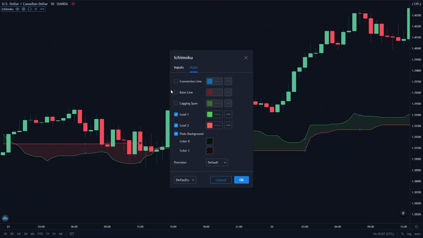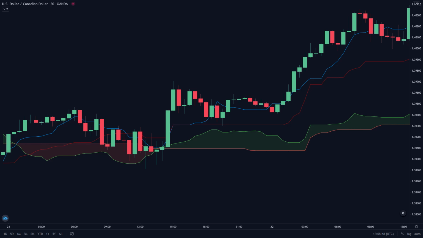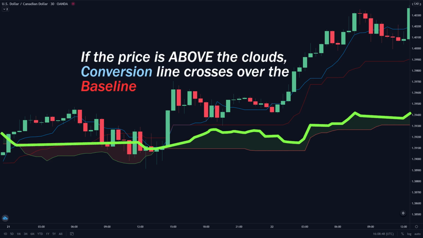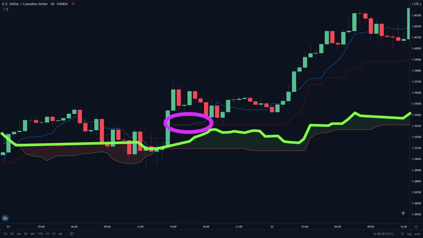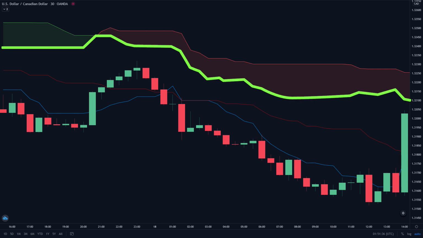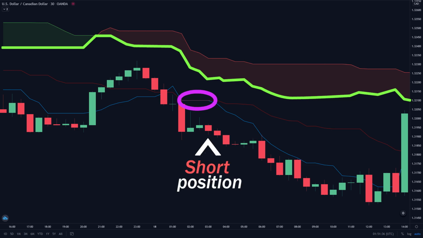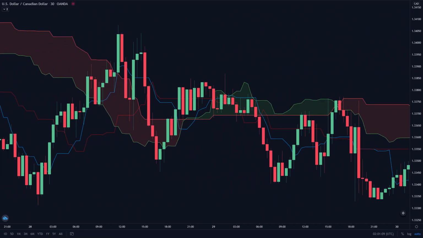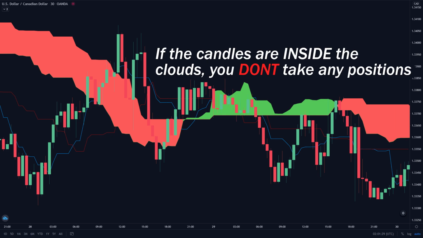So now we combine all of them together. If the price is above the cloud, and the conversion line crosses above the baseline, you take a long position. It's the same thing with a short position. When a candle is below the cloud, and the conversion line crosses below the baseline, you take a short position. And remember, do not take any trades if the price is inside the cloud.